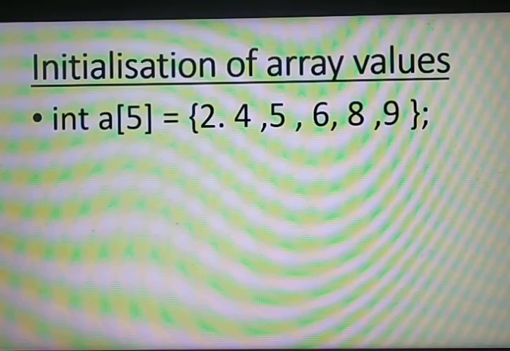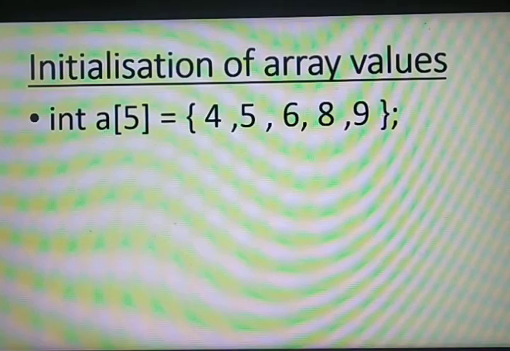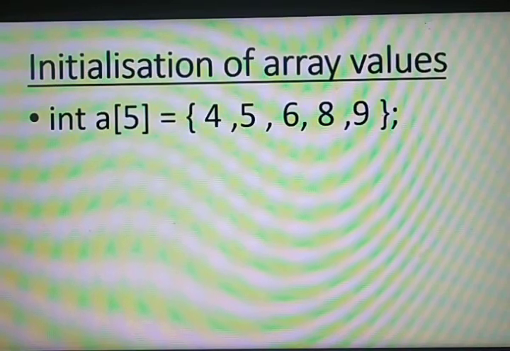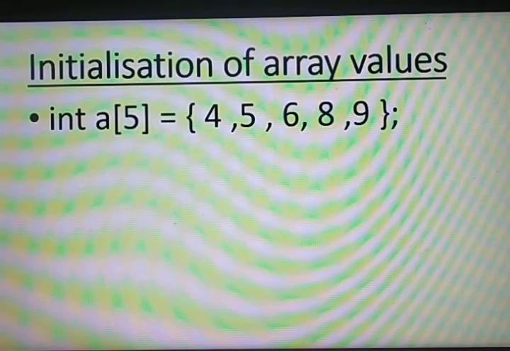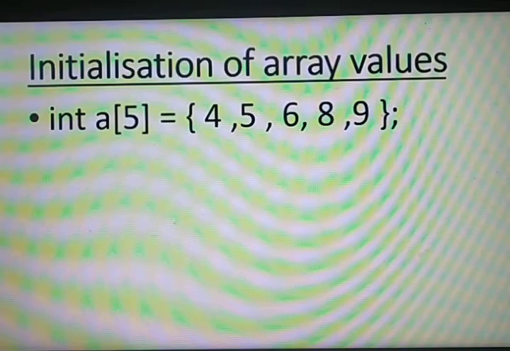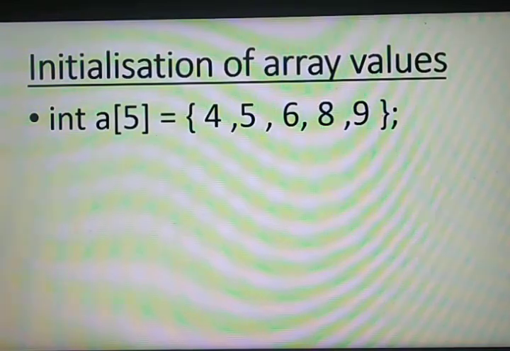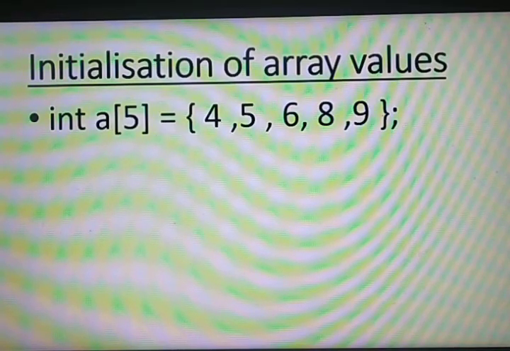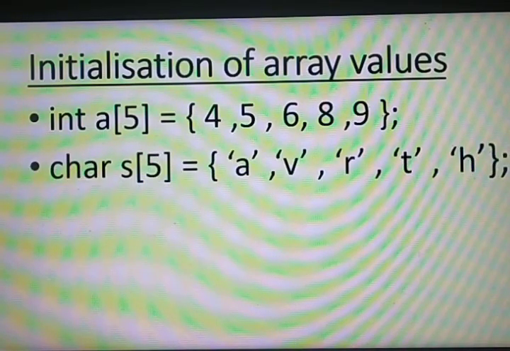Here I have given int. Here I have declared a variable int a of 5 and I have given 5 values there. That is, the first value will be 4, second value will be 5, third 6, 8 and 9. So 5 values are assigned to a. Then comes char s of 5. Here also I have given 5 different characters, or 5 values, to s.